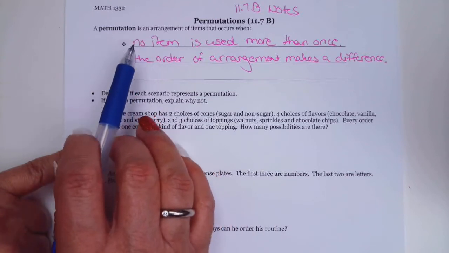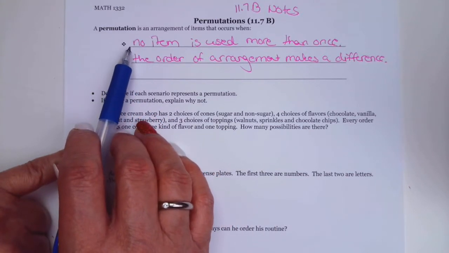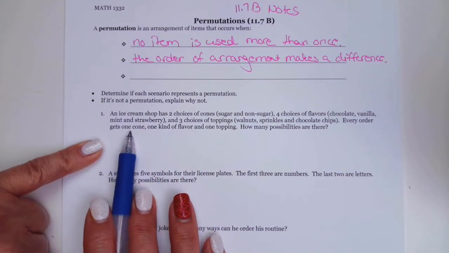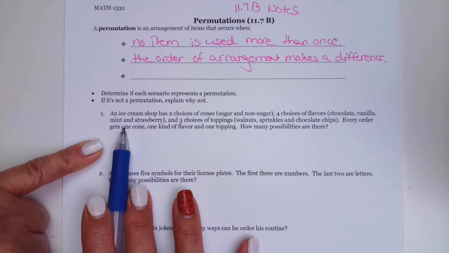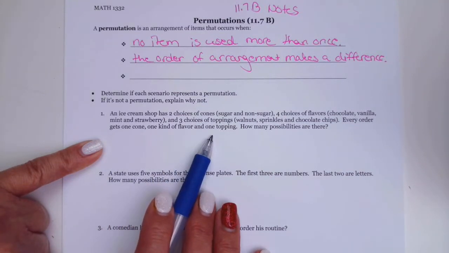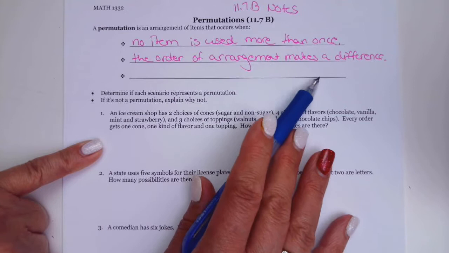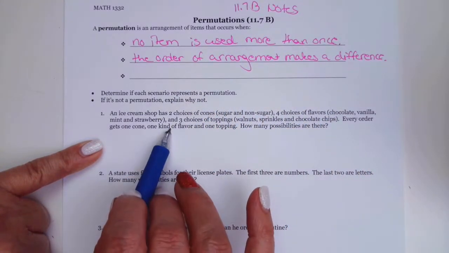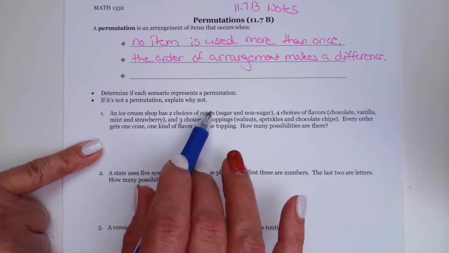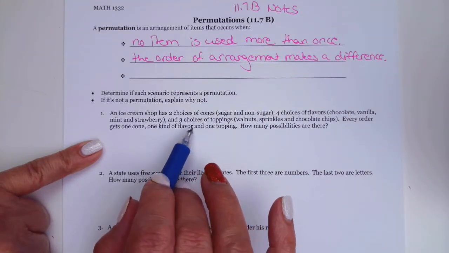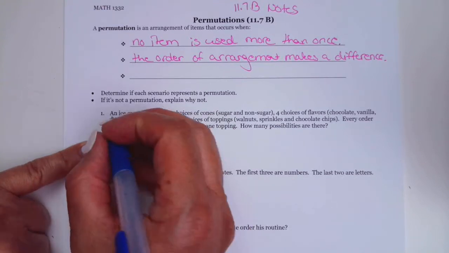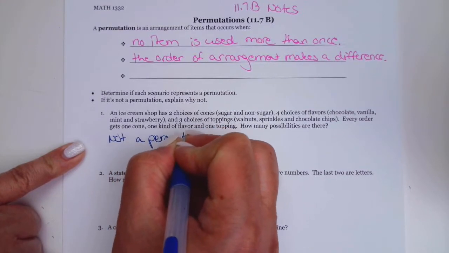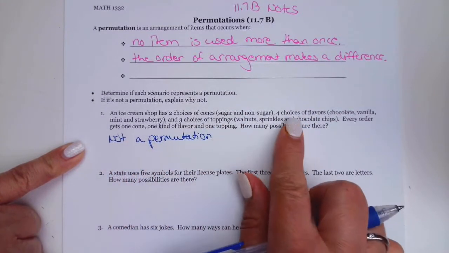And if we look at, so no item is supposed to be used more than once. Well, that is true in here. So we're only using 1 cone, 1 kind of flavor, and 1 topping. But does the order of arrangement make a difference? No, it does not. You can choose whichever one first. It does not matter which one you're going to choose first. So this is not a permutation. Instead, it is a fundamental counting principle.